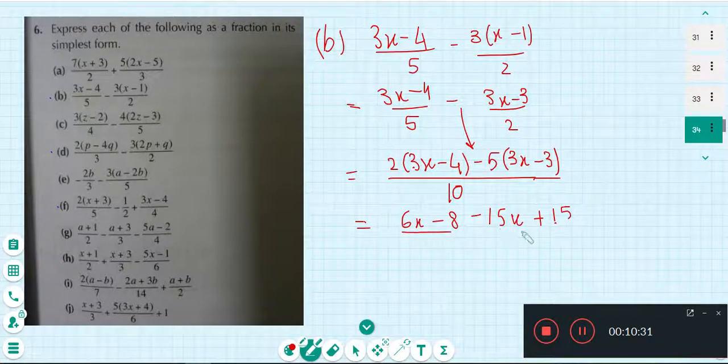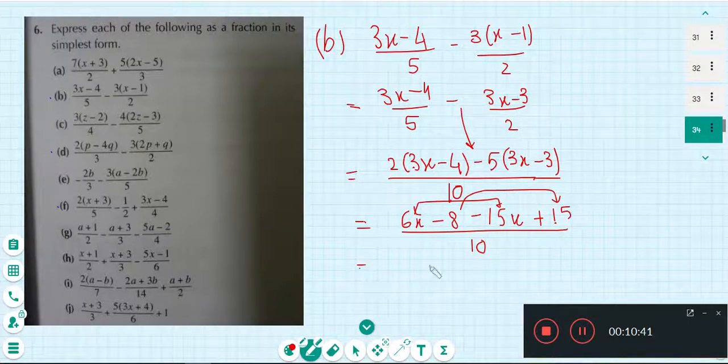Over 10. So 6x and 15x are like terms. Similarly, minus 8 and plus 15 are like terms, so they can be simplified. 6x minus 15x gives you minus 9x, and minus 8 plus 15 gives you plus 7 over 10. So we have converted these two fractions into a single fraction. So this is your final answer. Okay, next part D.